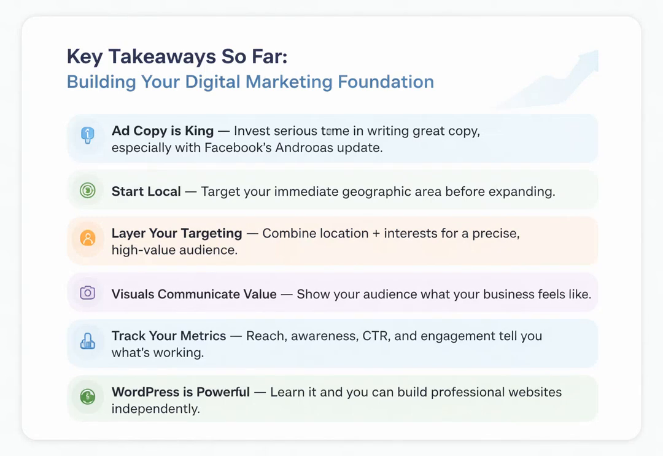Let's bring together what we've covered so far. There are 6 foundational ideas that run through this entire session. First, ad copy is king. With Facebook's Andromeda update, the quality of your written copy directly impacts your ad performance. Second, start local. Target where your business actually is before trying to reach everyone. Third, layer your targeting. Combine location with interests to reach people who are genuinely likely to become customers.